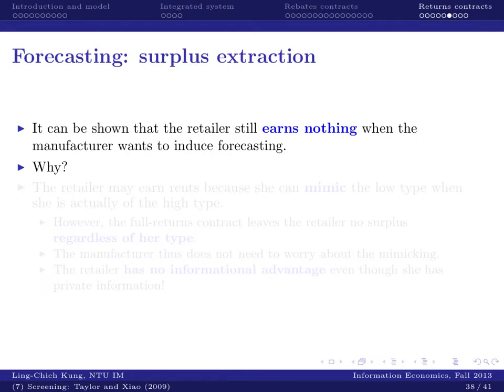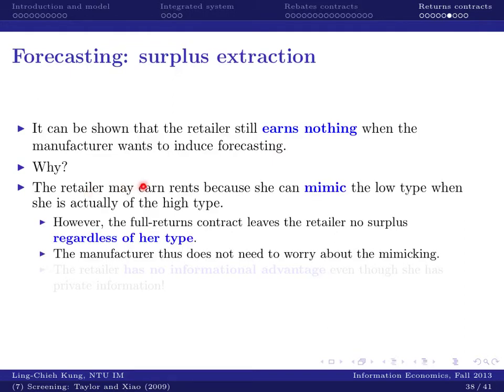Okay, so now we can show that when we want to induce forecasting, the retailer will still earn nothing in expectation. If that's true, wow, that's indeed something new. Okay, we just mentioned that when we want to induce no forecasting, the retailer earns nothing. If when we want to induce forecasting, the retailer also earns nothing, then that means eventually the retailer will always earn nothing. So we need to see why this is true.